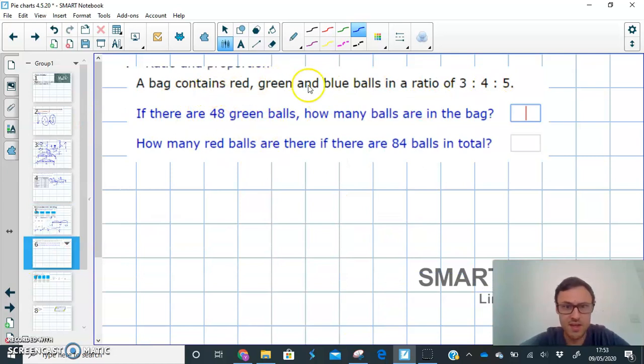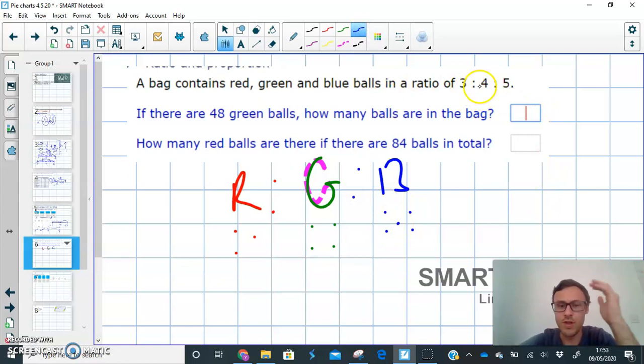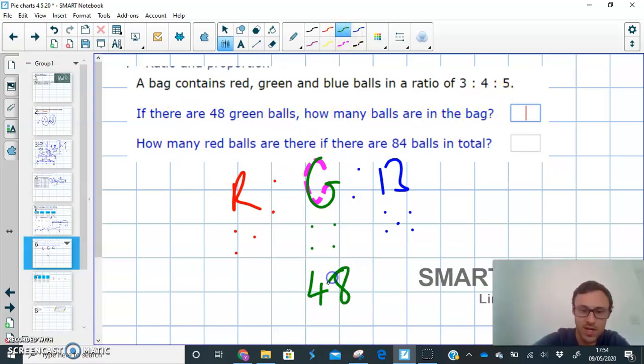So a bag contains red, green, that's not green, and blue balls in the ratio of 3 to 4 to 2. So there's 3 red for every 4 green for every 5, sorry, not sure where 2 came from, 3 to 4 to 5. If there are 48 green, how many balls are there in the bag? So if there are 48 greens, we know this number here is 48. How many are in the bag?